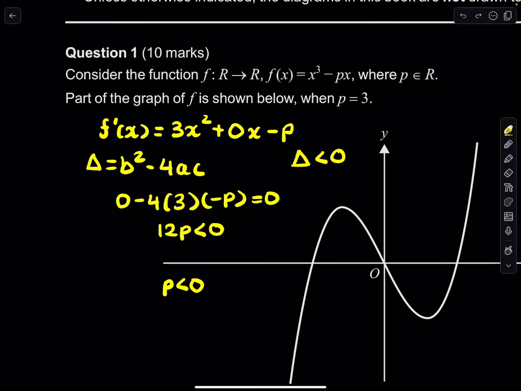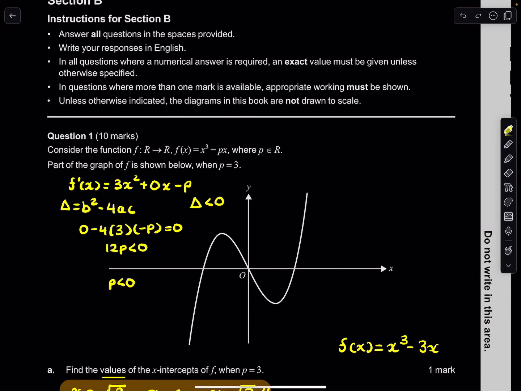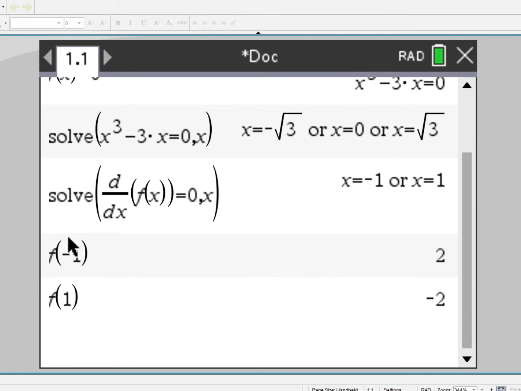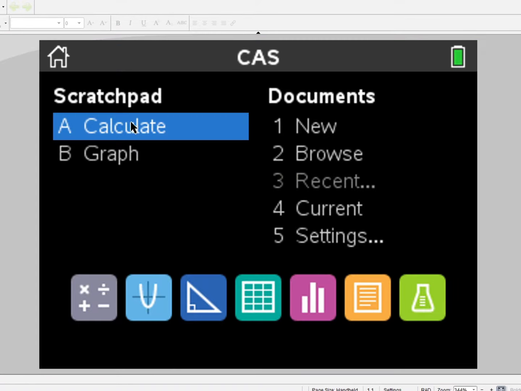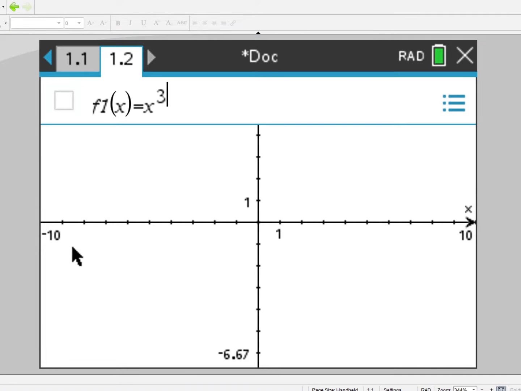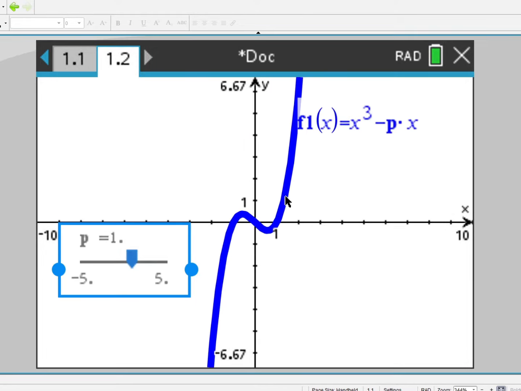And yeah, so let's check that. I always just double check it. So let's graph it and let's double check if that makes sense. So when p is less than 0, we should get no stationary point. So let's go to our CAS and let's graph. So x to the power of 3 minus p times x. Enter. So we've got this graph here.